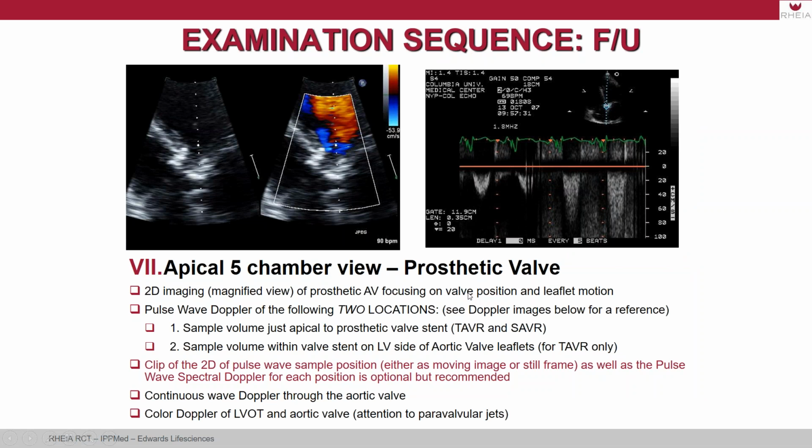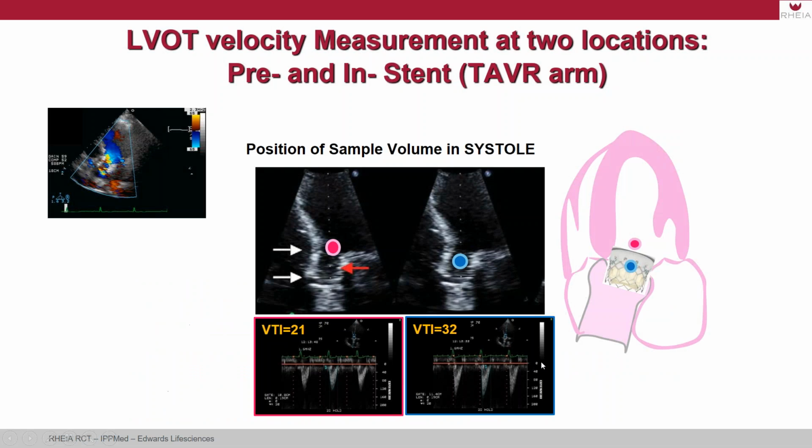This is apical 5-chamber, but illustrating more for when you have a prosthetic valve, so after AVR. Well, same principle. You want to do pulse wave Doppler in the LVOT, continuous wave Doppler through the prosthetic valve. Generally, when it's a TAVR, we do a pulse wave Doppler just below the stent and just in the apical portion of the stent, so the pink and blue one.